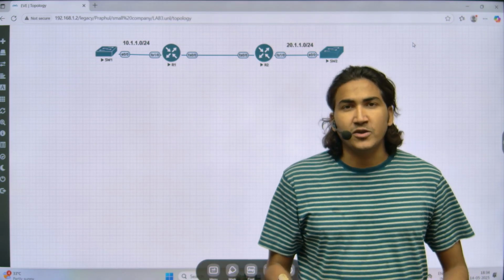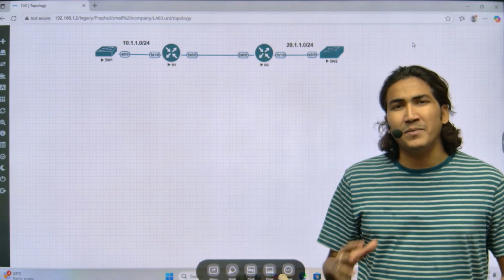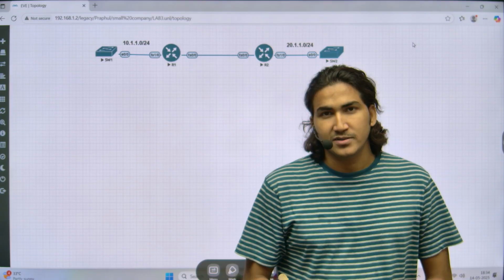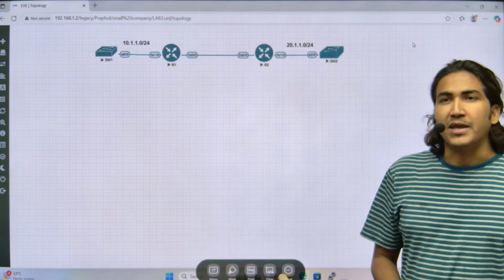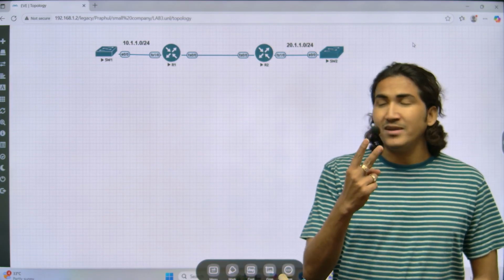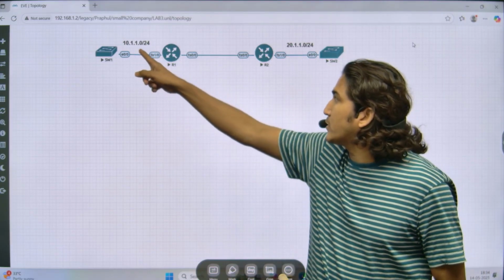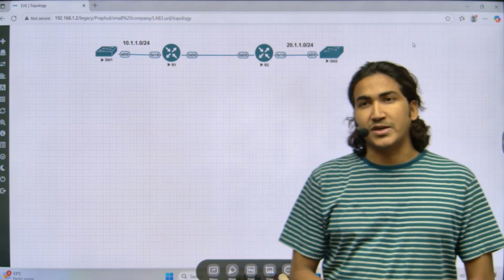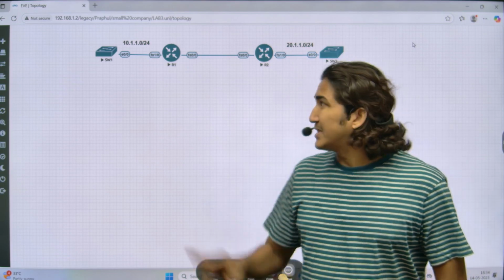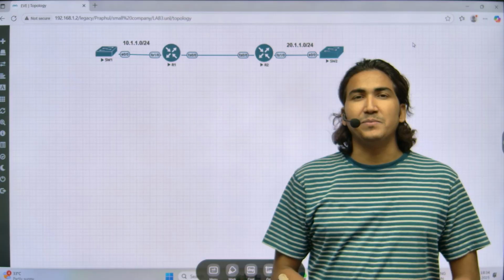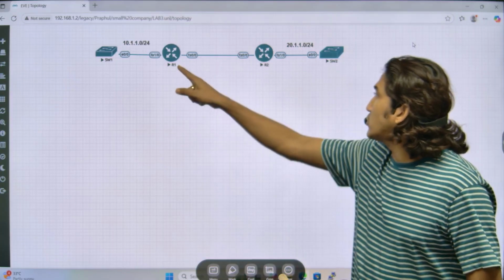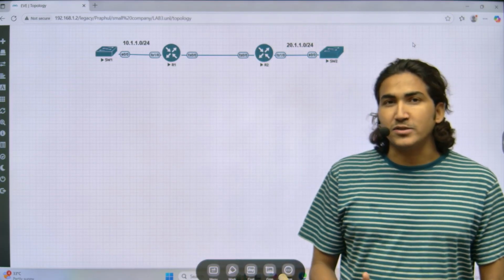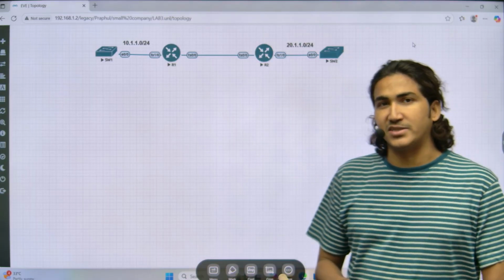Guys, today in this video we are going to troubleshoot one common connectivity issue, or you can say routing issue, in the network. And this is my scenario. As you can see, there are two LANs, local area networks. One is 10.1.1.0/24. Another one is 20.1.1.0/24. The issue here is that these two LANs are not able to communicate with each other, but router 1 and router 2 are able to communicate with each other, right? So what can be the issue? Let's identify the issue and fix it.